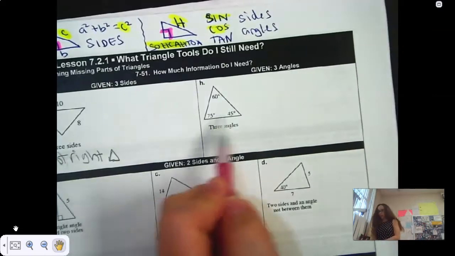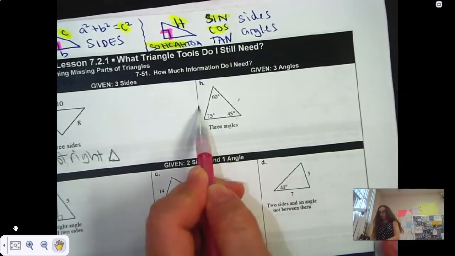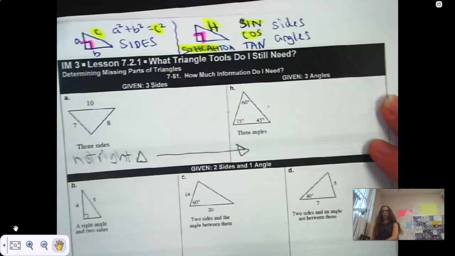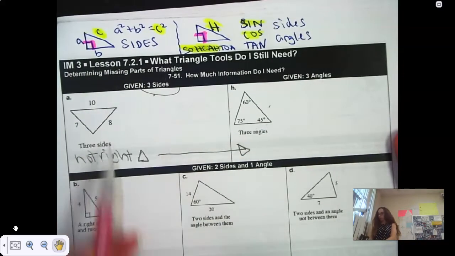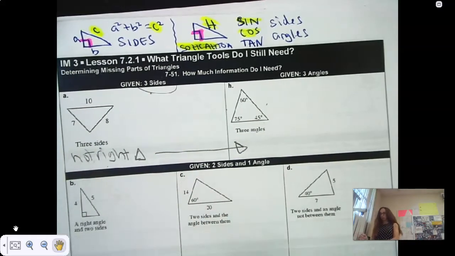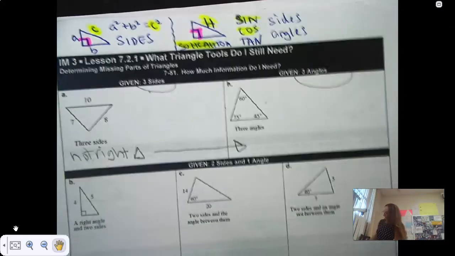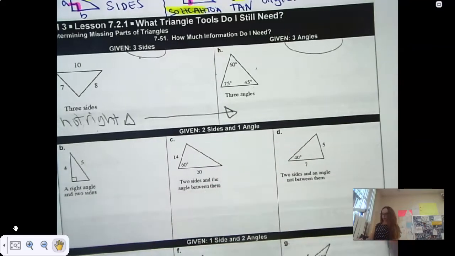Now let's look here. We have all these angles. Can we find the sides? No, it is not a right triangle. So we've learned if you're given three sides, I can't do squat. If I'm given three angles, I can't do squat because it doesn't matter. It's not a right triangle. Now let's look here. This time they're saying, okay, well, fine. If I have two sides and an angle, can I do it?